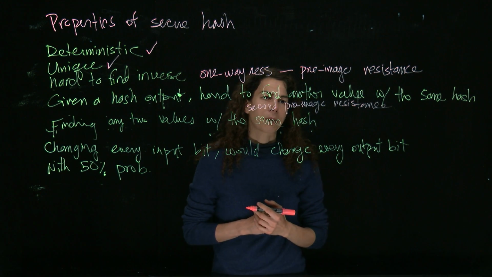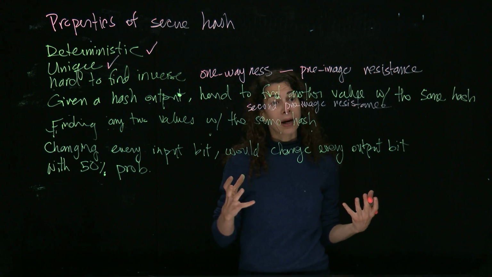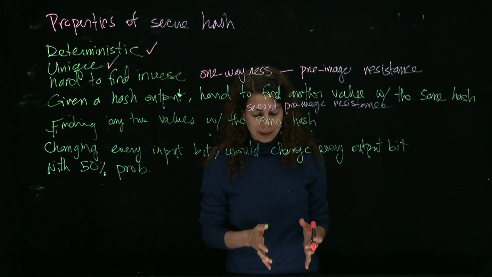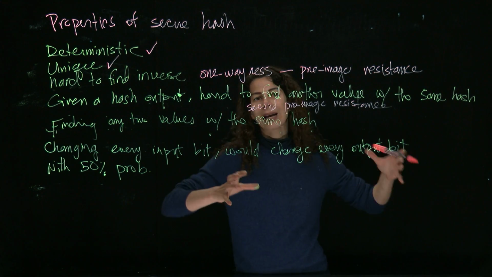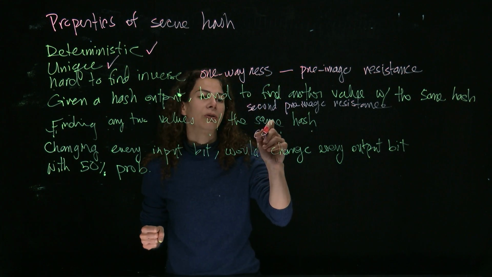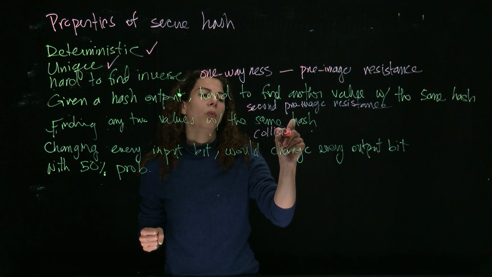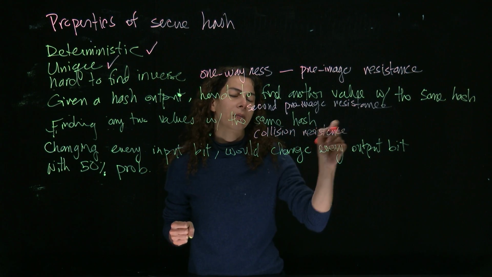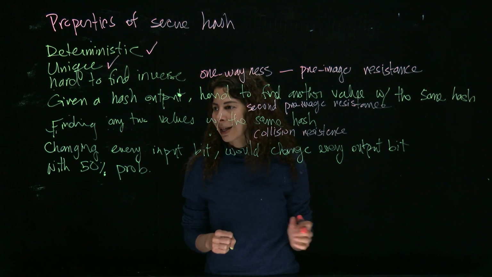Now there is another property, which is often the hardest one to satisfy, and that's called the collision property. In this one, we don't care about the exact value of the output, but you want to find any two values that hash to the same value, and this is called collision resistance. So you don't want somebody to be able to find that, because then they may be able to use it in some sort of an attack.